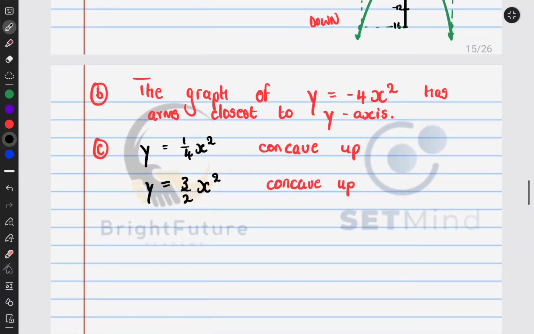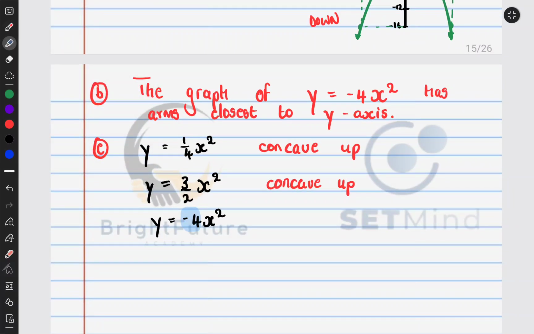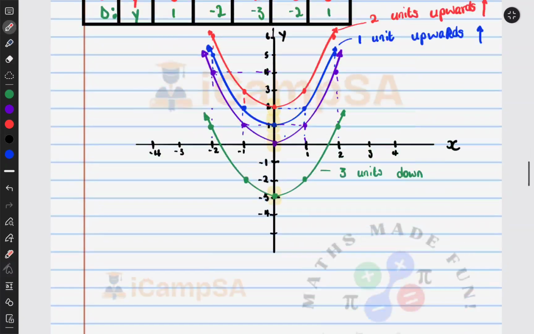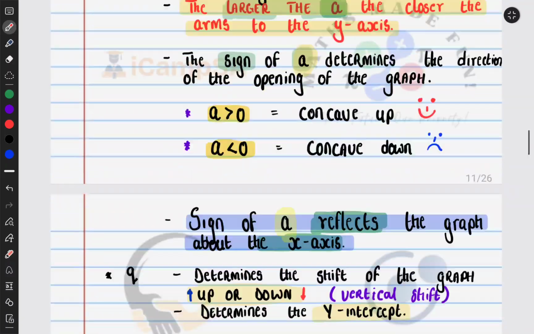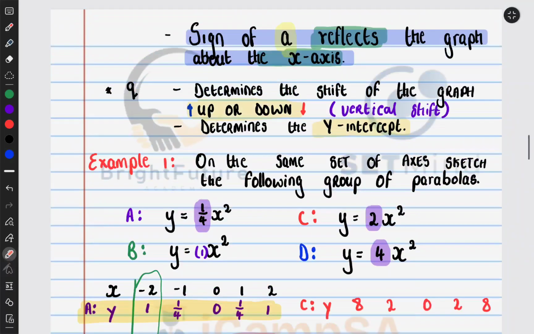And then lastly, we have y is equal to negative 4x squared, and you can see it's concave down. It has a negative value of a, so it should be concave down. Remember that -4 stands for the a, which is what we introduced here: if the value of a is less than 0, is negative, the graph will be concave down, as you can see.